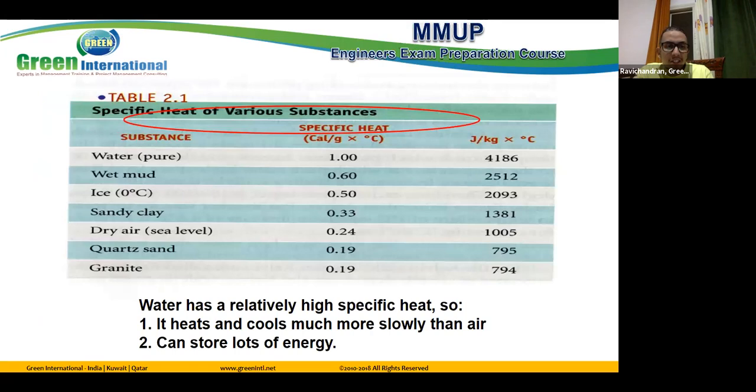Here, for example, is a sample of some values of specific heat. For example, air is here in the middle, and the higher one is water. What is this? Specific heat.